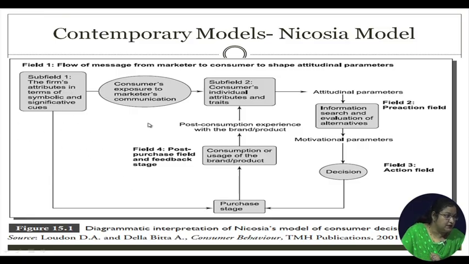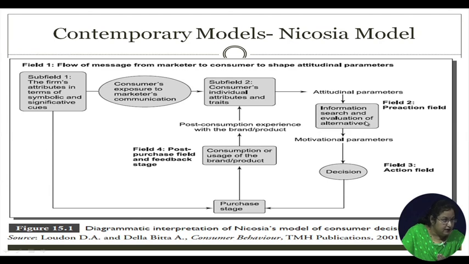So, we discuss field-wise. One is the first subfield, where we are talking about the firm's attributes and how firms provide stimuli to the customer and how customers are exposed to the firm's communication here. These two, followed by subfield number 2, which talks about the consumer's individual attributes, his motivation, his attitudinal parameters, all this. Then it comes to the information search of the customers.